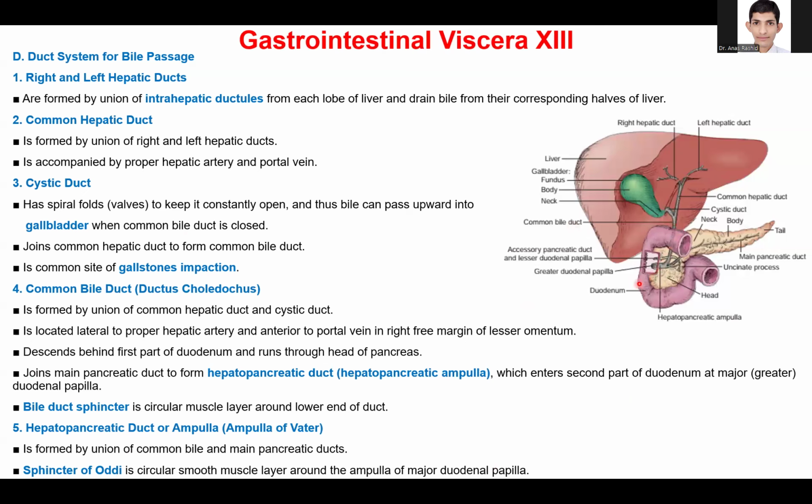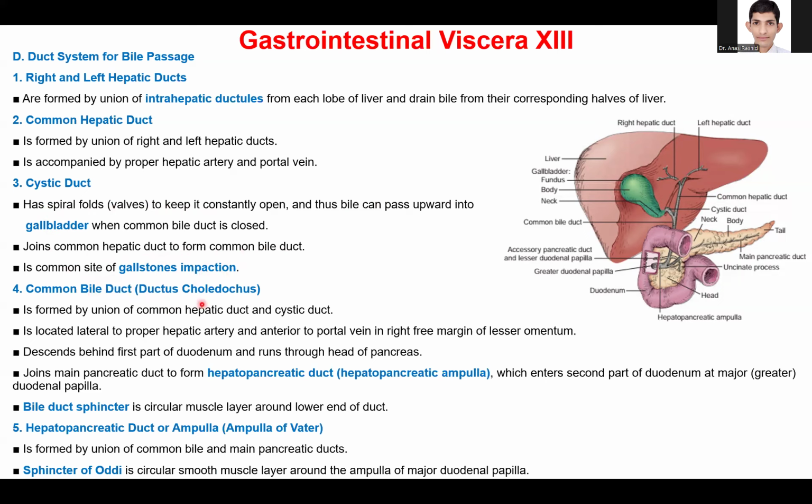We can see here we have the greater duodenal papilla, we have the accessory pancreatic duct, and lesser duodenal papilla. Common bile duct is also shown, can be seen here. Common hepatic duct can also be seen here, and cystic duct coming from the gallbladder. Joins common hepatic duct to form common bile duct, a common site of gallstone impaction.